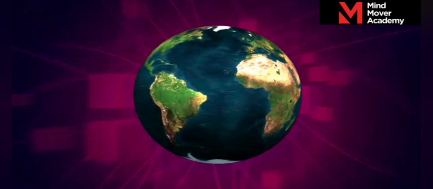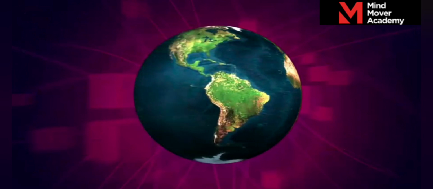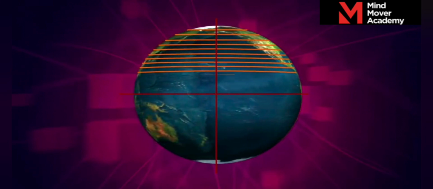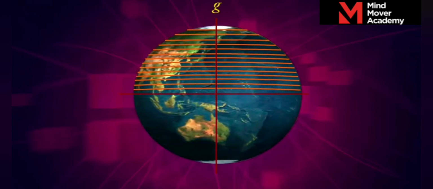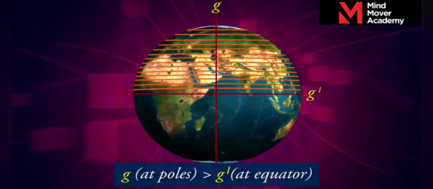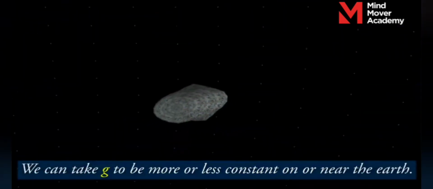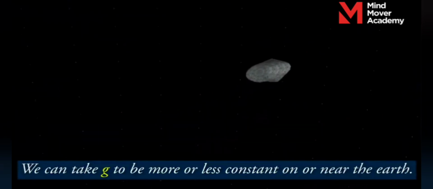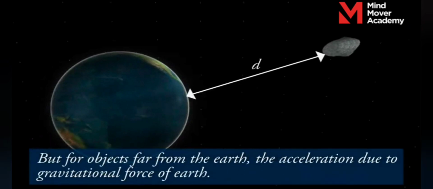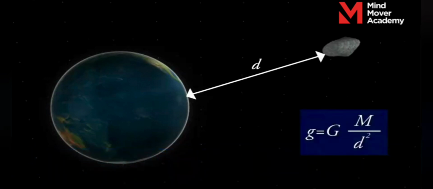The Earth is not a perfect sphere. As the radius of the Earth increases from the poles to the equator, the value of g becomes greater at the poles than at the equator. For most calculations, we can take g to be more or less constant on or near the Earth. But for objects far from the Earth, the acceleration due to gravitational force of Earth is given by g is equal to G into M upon d square.